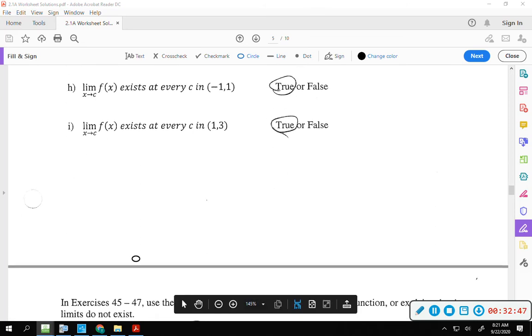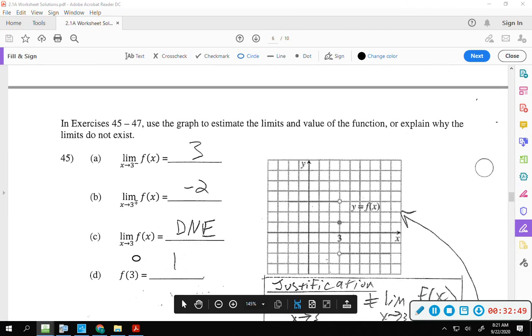All right. Now we have a bunch of these functions. Use the graph to estimate the limits and the value of the function, or explain why the limit does not exist. So anytime the limit does not exist, explain why. And I'm going to explain every time it does exist. Let's take a look. This one might be a little bit hard to tell, but it's a horizontal line right here at 3. This is a horizontal line here at -2.